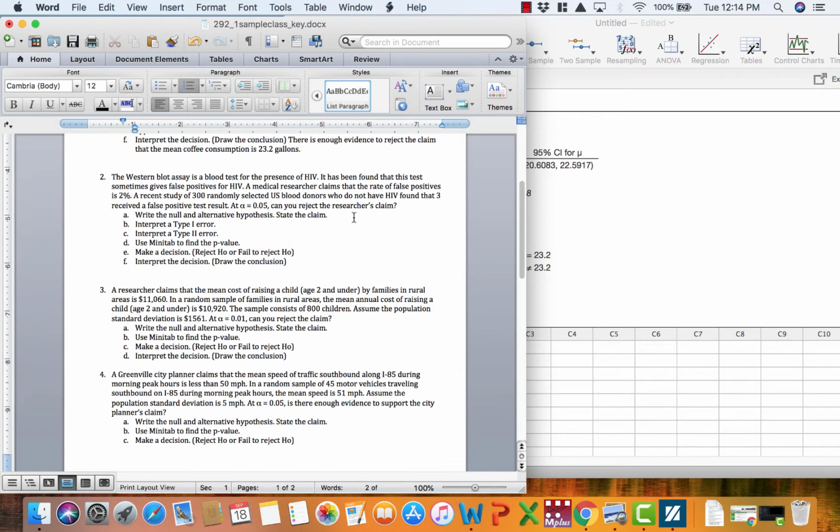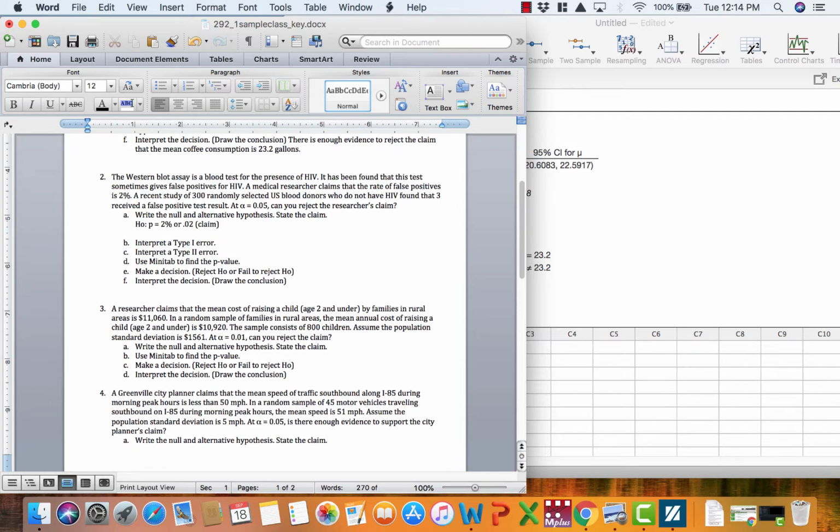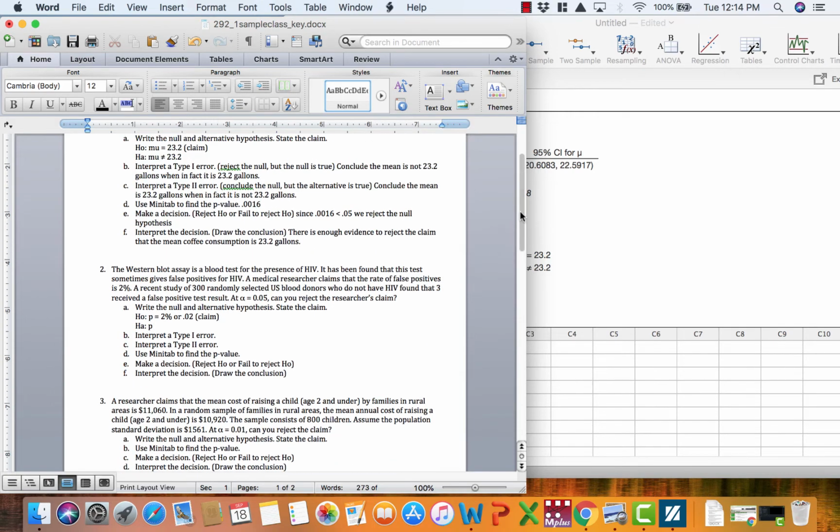So our null here is not mu, but p for proportion equals, and we can either say 2% or we can say 0.02. And that is the claim that we are reading in the problem. And then our alternative is p, and I'm just going to copy our not equal to, 2%, or 0.02.